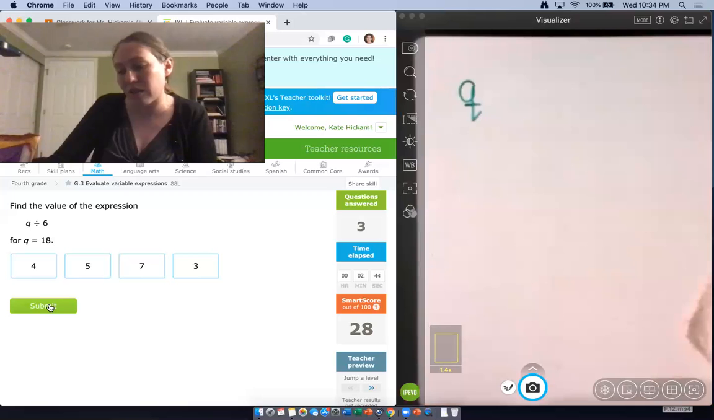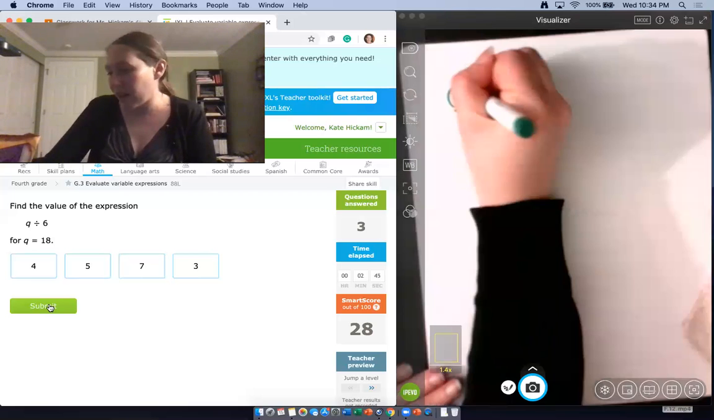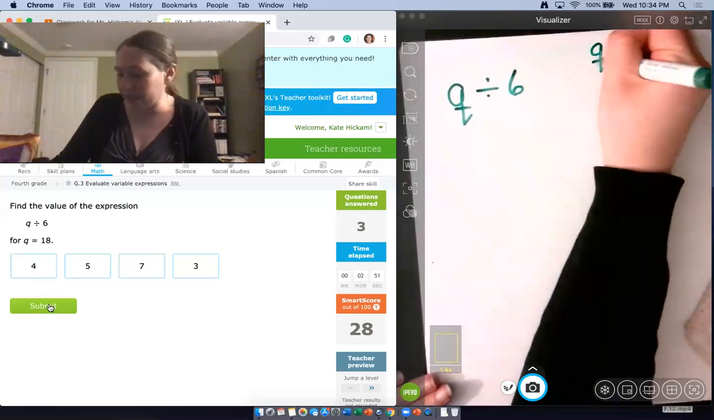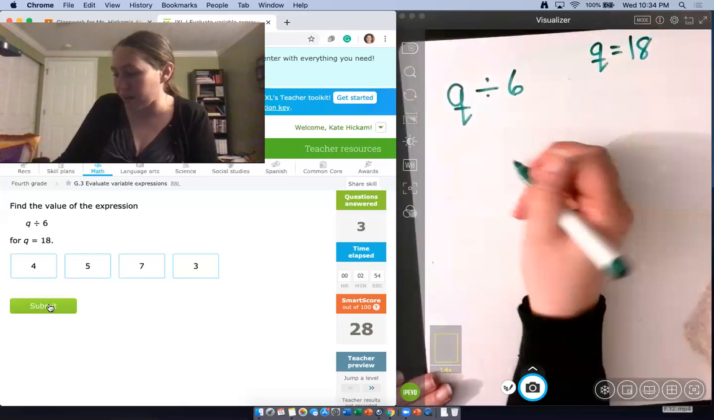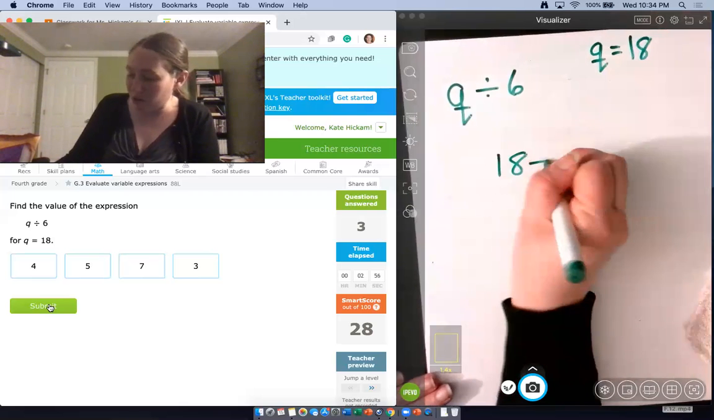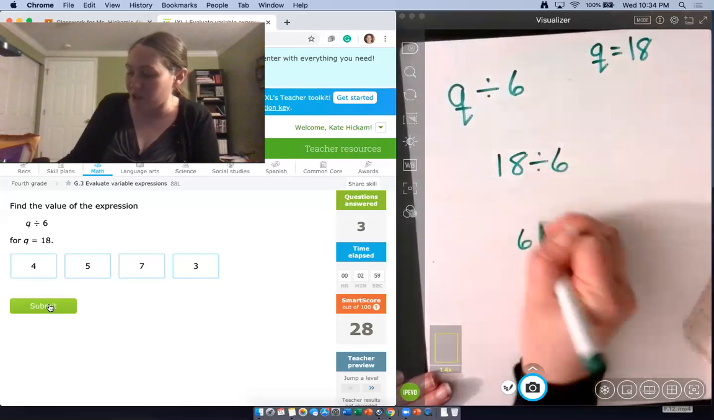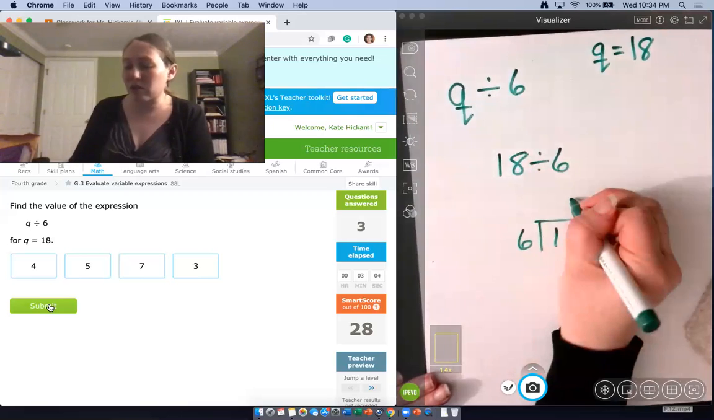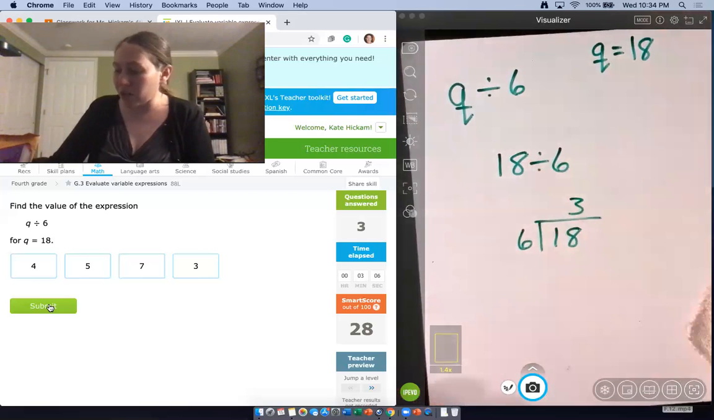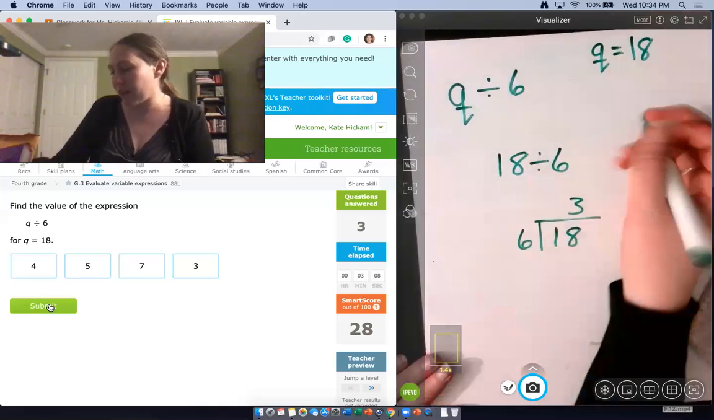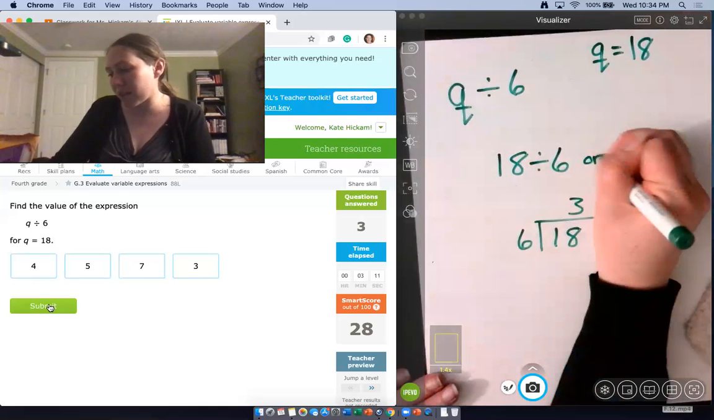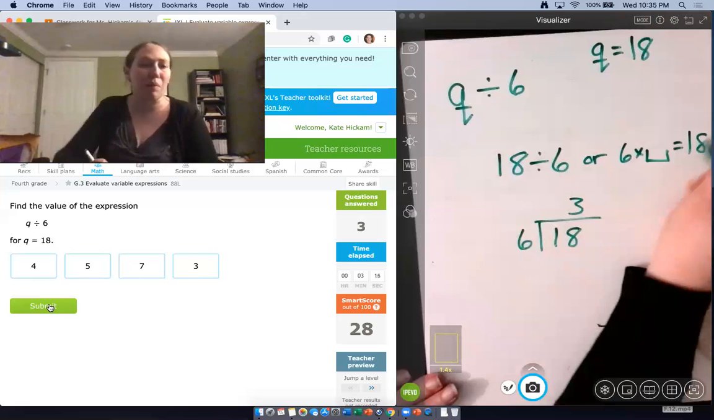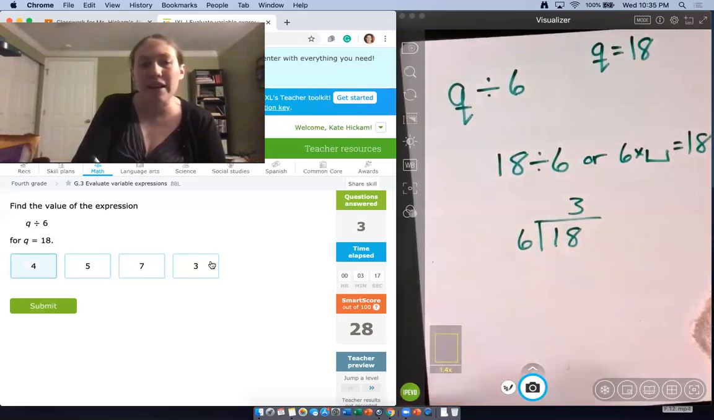So Q divided by 6, and Q equals 18. So it has 18 divided by 6. If you prefer, you could also stack it up since it is a division problem. 6 goes into 18 3 times. If you also got stuck here, remember, you can also say 6 times what equals 18. Sometimes that helps. Some people's brains work better that way. I looked, I have my answer.